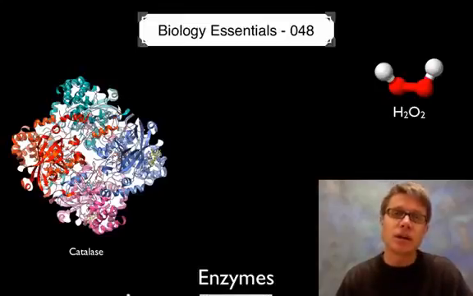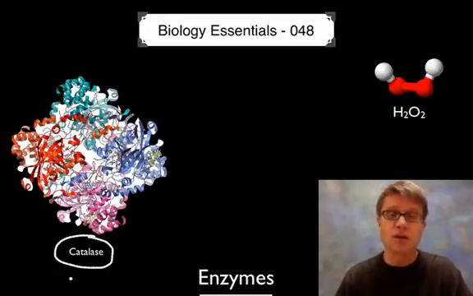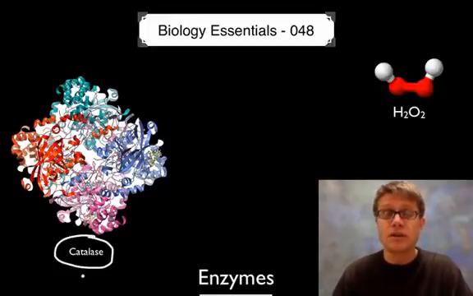Enzymes, remember, are chemicals that aren't consumed in a reaction but can speed up a reaction. One of the major ones we'll talk about this year in AP Bio is called catalase. Catalase is an enzyme. It's found in almost all living cells, especially eukaryotic cells. But what it does is it breaks down hydrogen peroxide.